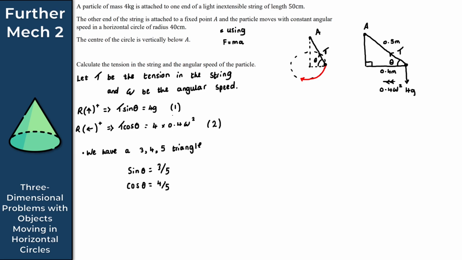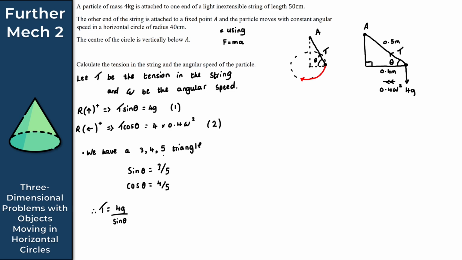So going back to equation 1, what I want to do here, as the question asks, is calculate the tension in the string. Given that we know sine theta is simply 3/5, we can now easily find the tension. Rearranging for T, I simply get 4g over sine theta. So T is equal to 4g all over sine theta.